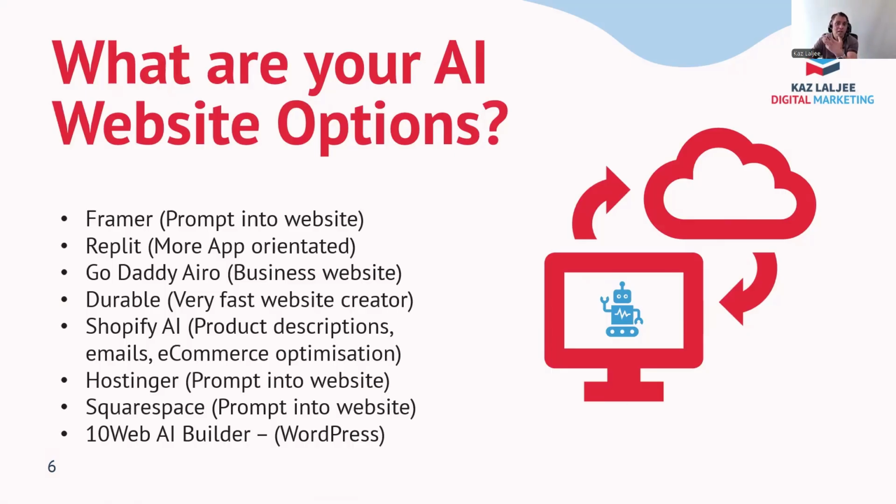So this is obviously GoDaddy, the company that sells domains. They're really having a big push onto their business website. And once again, the aim is the same as the others: you type in a prompt to create the website. Durable, once again, a very fast website creator. You're creating the prompt. Shopify AI: product descriptions, emails, e-commerce optimization.